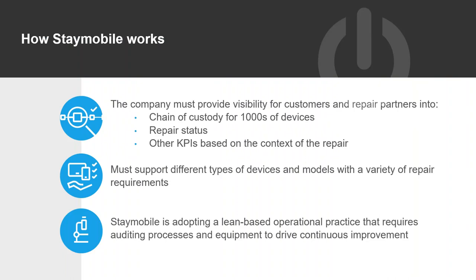So how Staymobile works today is when we go pick up devices or customers ship devices to us, we're tracking chain of custody. That could be thousands of devices for one location, and one location at some point could be overwhelmed and we would need to transfer devices to another location. So Tulip in a lot of ways enables us to make quick reactionary changes to where and how we're performing service for our customers. And then we're dealing with a manufacturer, a model variation, and a configuration variation of hundreds of different models, right?